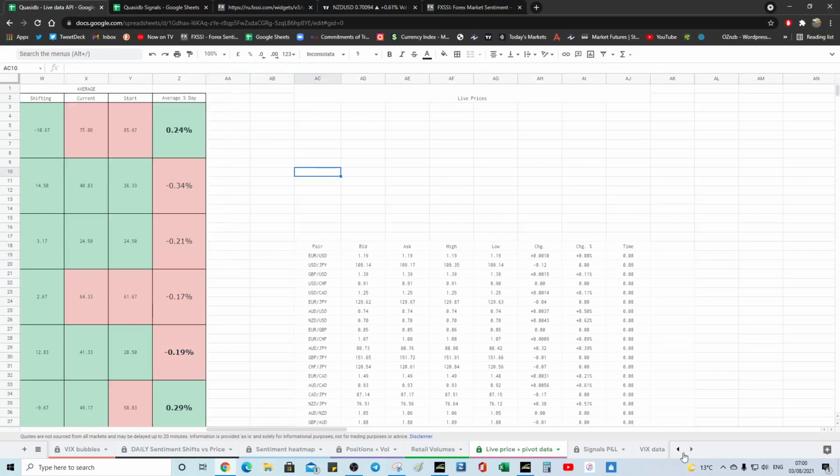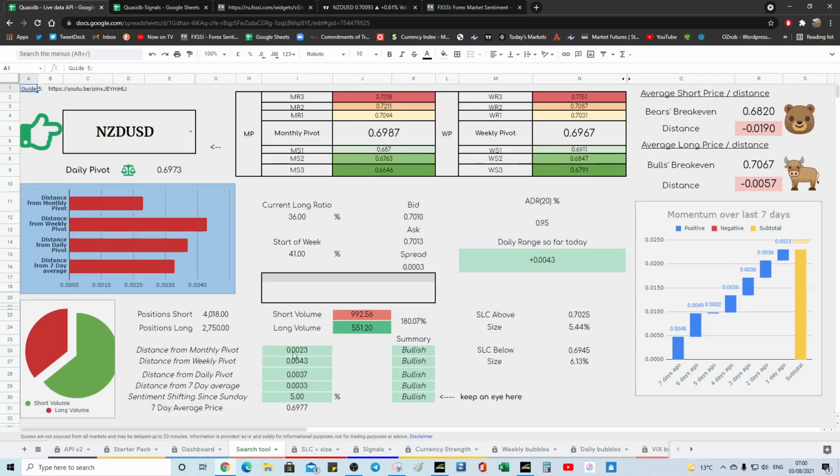Oh, there we go. So we can go back to the search tool, and then we can see how we are. Yeah, we are technically good and sentimentally good. And lots of shorts as well, which are going to get squeezed, and the bulls and the bears are not profiting, which is good. And that's that.